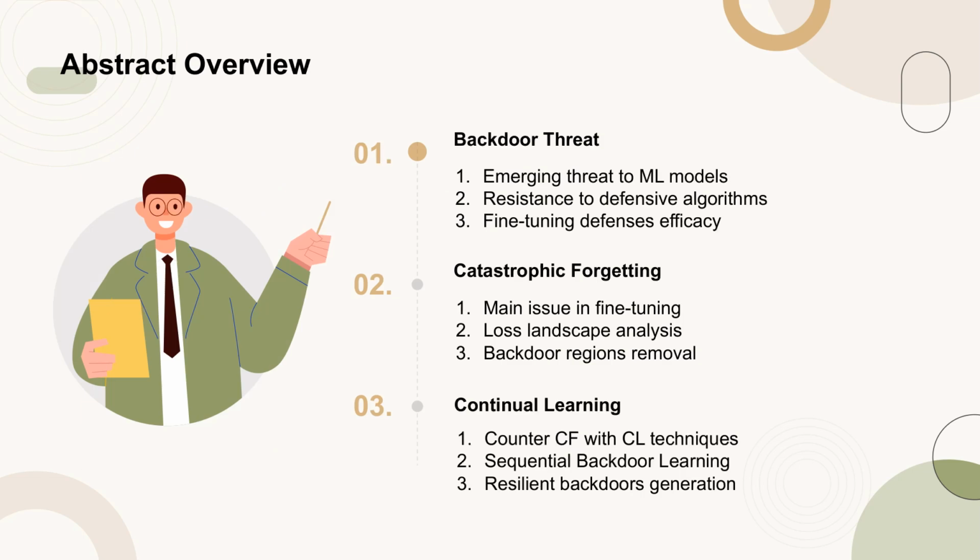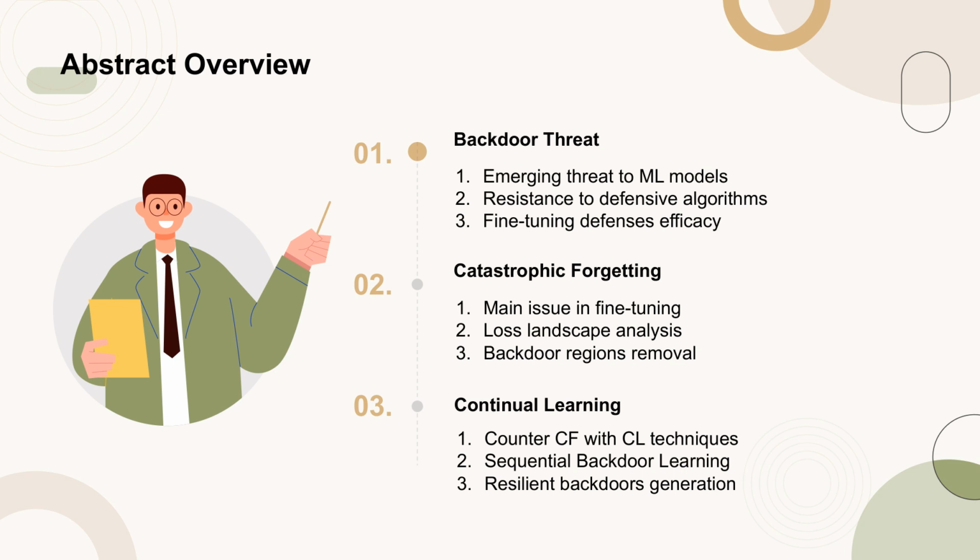The abstract highlights the growing concern of backdoor attacks on machine learning models. These attacks aim to be resistant to defensive algorithms, yet some fine-tuning defenses have shown notable efficacy in removing them. This effectiveness is largely due to the catastrophic forgetting (CF) property of deep neural networks. To counter this, the paper leverages continual learning (CL) techniques.